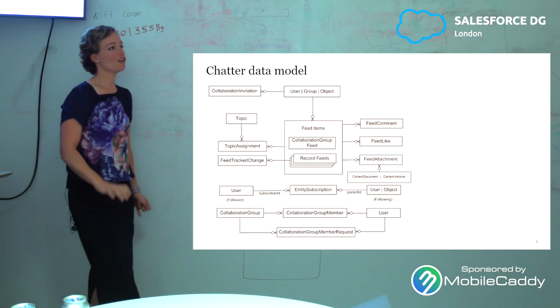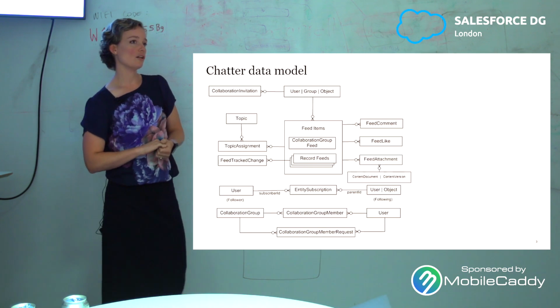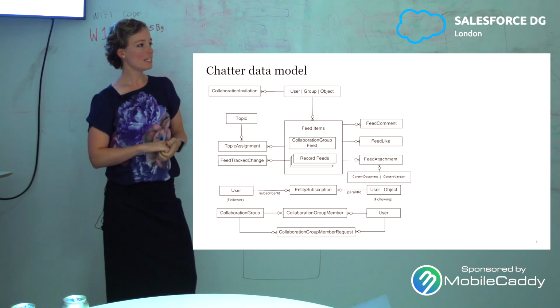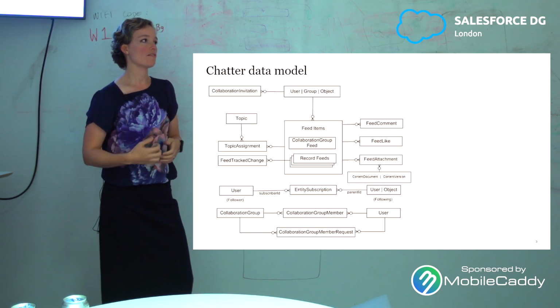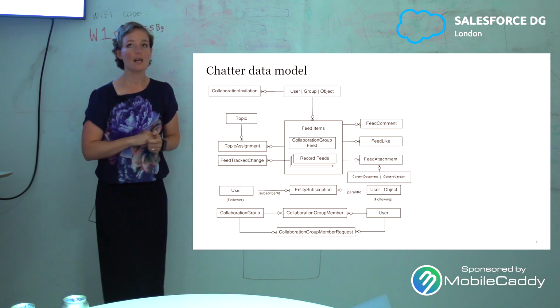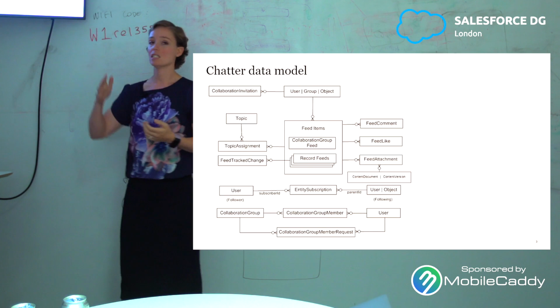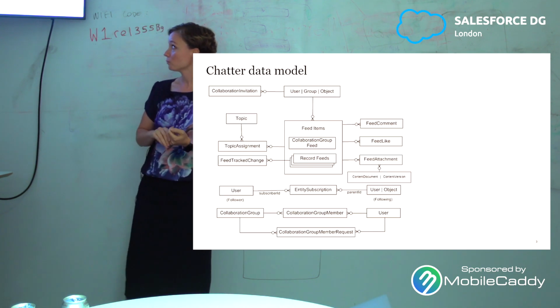So first of all, let's start with the data model. Everyone who has worked with Chatter before probably knows that the main object is the feed item object. So if you create a Chatter post, it will create a record in the feed item object. Unfortunately, that's not all there is to it. As you can see, the data model is quite a bit more complex than that.